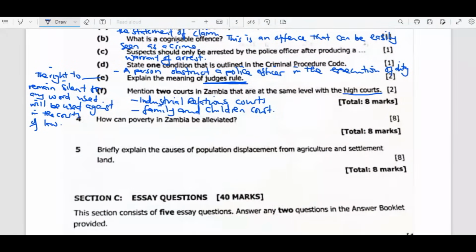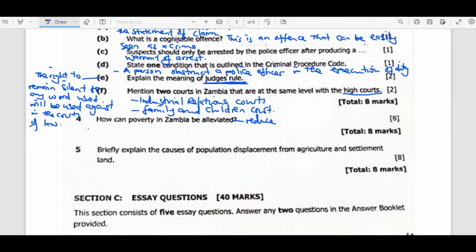So how can poverty in Zambia be alleviated? Meaning, how can we reduce poverty in Zambia? There are several ways in which poverty can be reduced. They've said "how can", so you have to explain those points, and then you come up with at least 4 points.